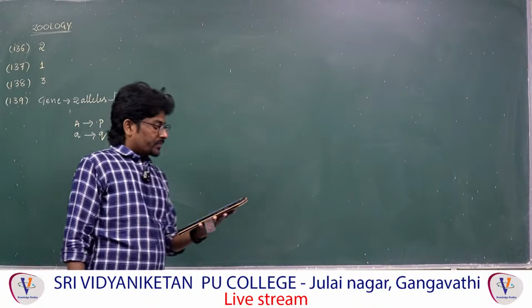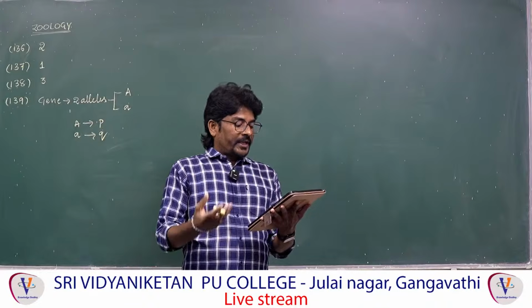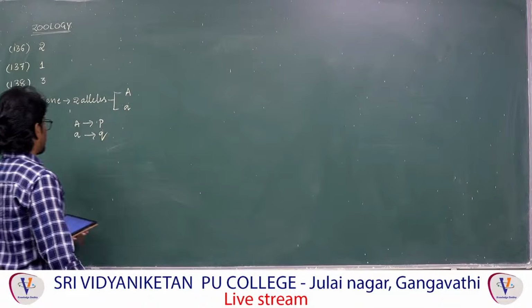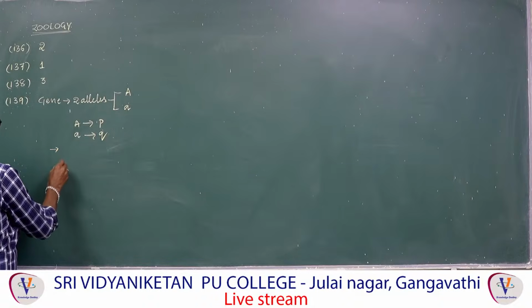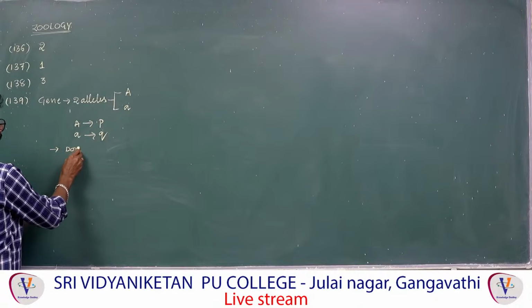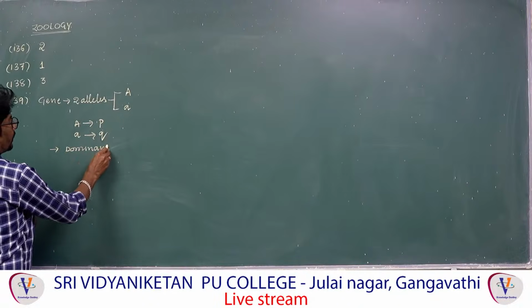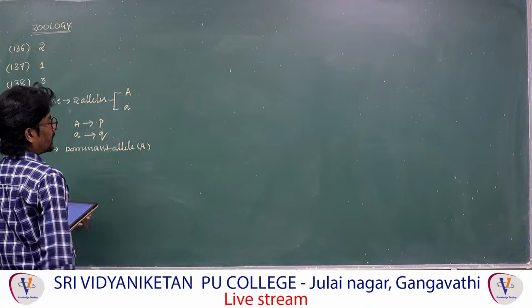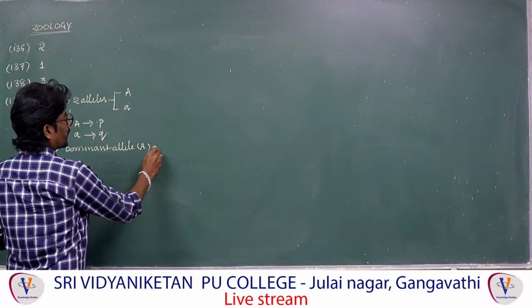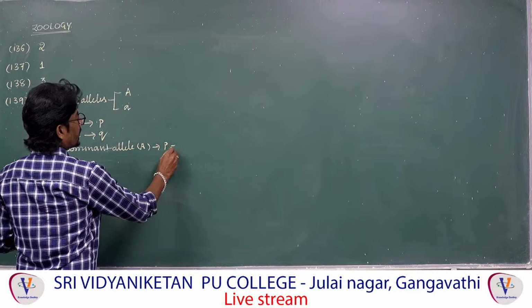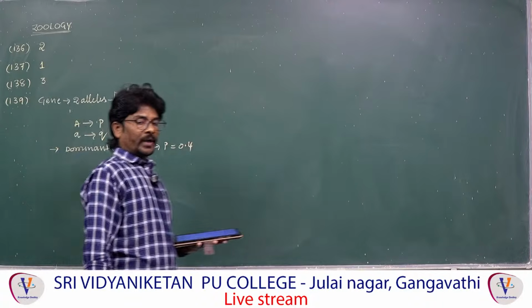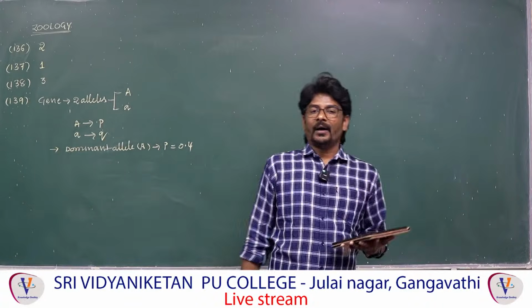But in the question, they have given that the frequency of dominant allele A is 0.4. That means capital A, nothing but p, is equal to 0.4. What is the frequency of the dominant allele?